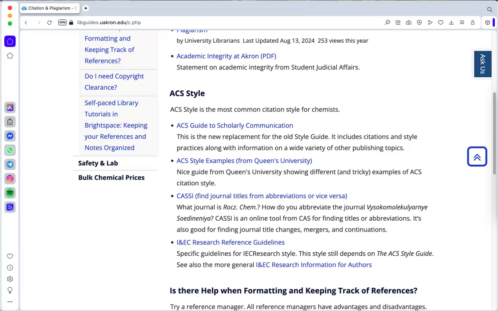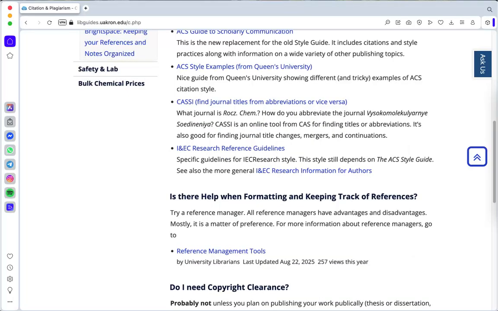Many times you will notice this style, or even a lot of the science-based styles, have abbreviated journal titles. There's a resource called CASSI, or CASSI, that is very good to help us find out what the abbreviations mean.